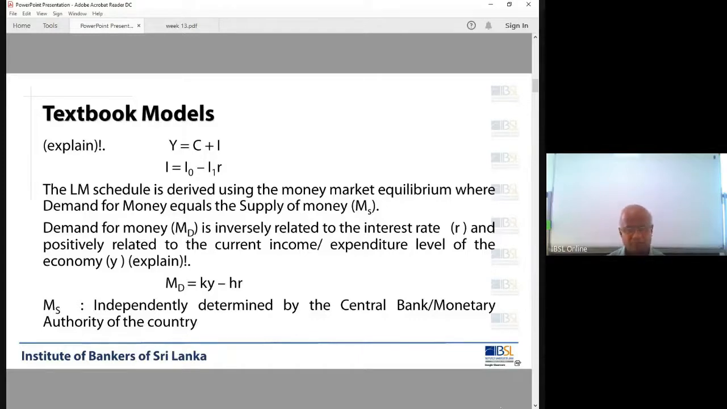Now, briefly, I will come to this point in detail when you discuss the IS-LM curve, but generally we can understand. The interest rate and demand for money are negatively related, minus hR. K and h are constant, don't worry. This minus sign is important. Why is that? Demand for money and interest rate are negatively related. Now you can understand why.